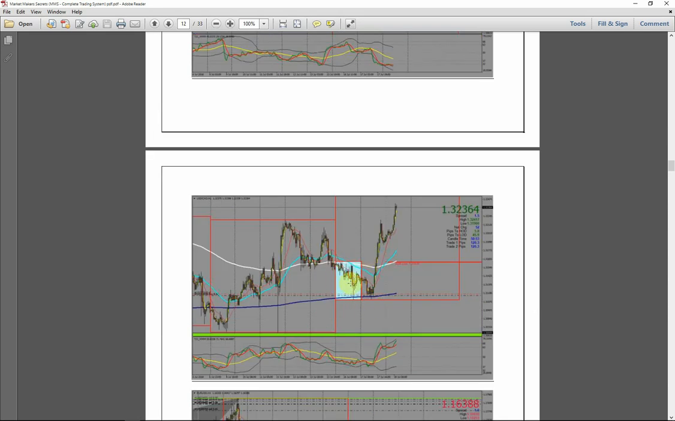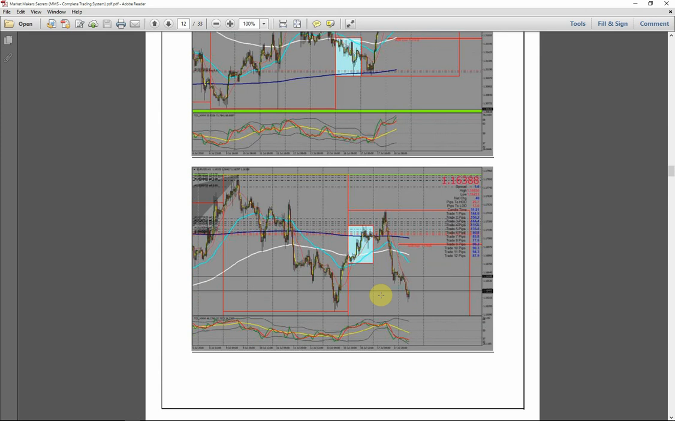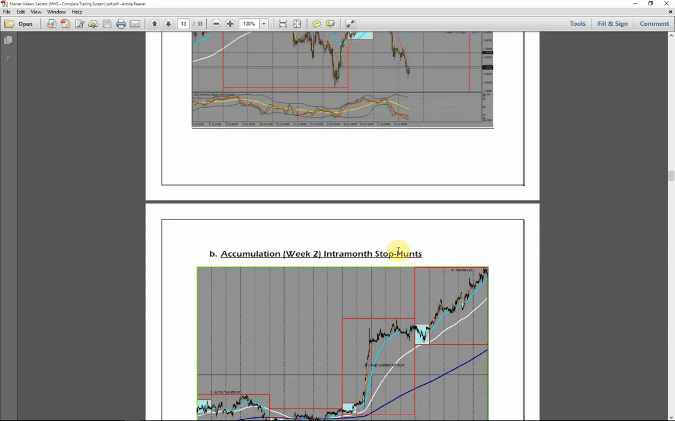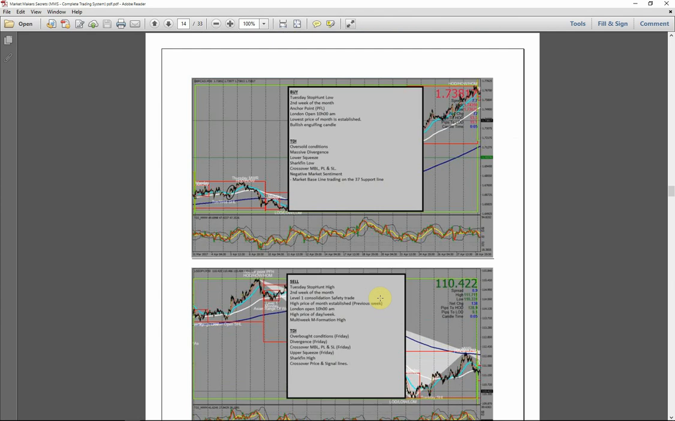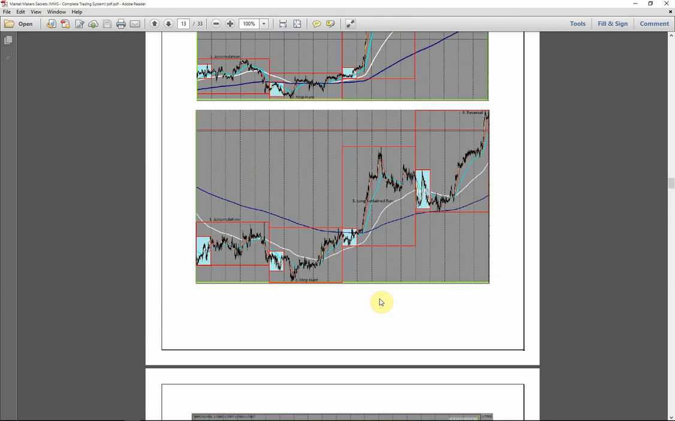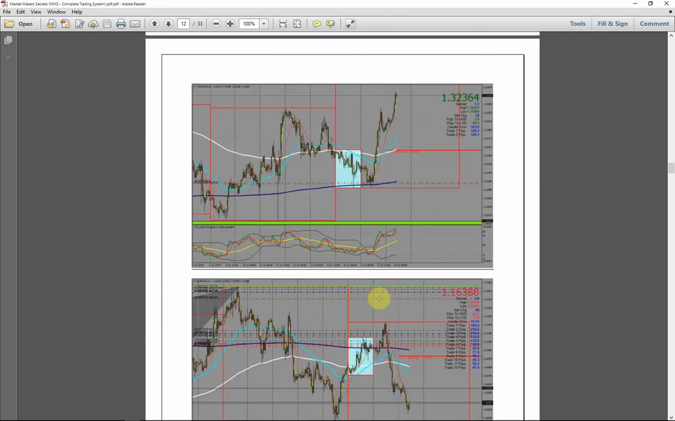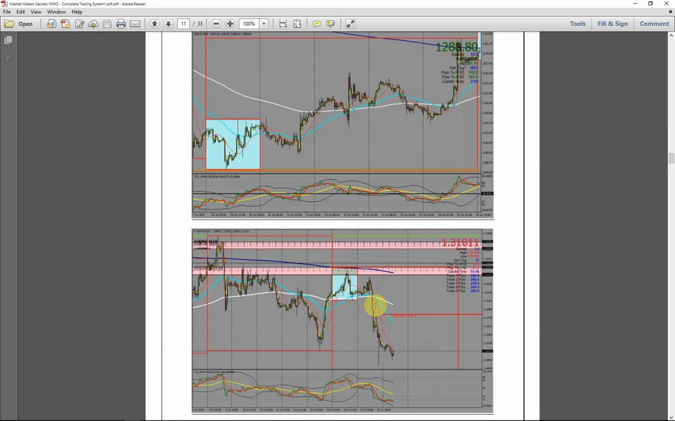Tuesday stop hunt low on top of the 800 moving average. You take it, you kill it. Here's another one, guys. This is super consistent. This is very good, guys. So just study this, and then be profitable and make money.